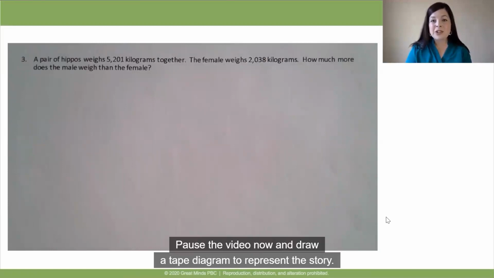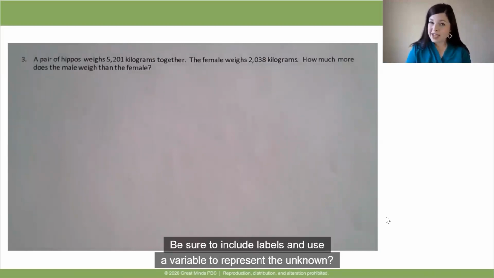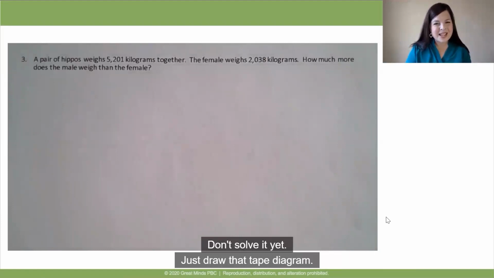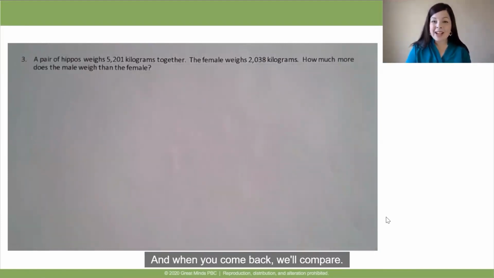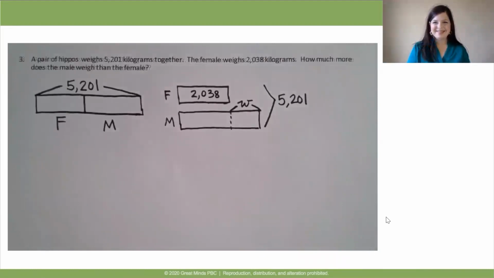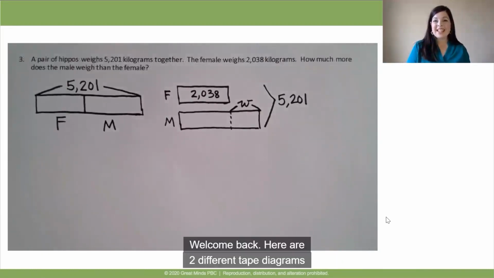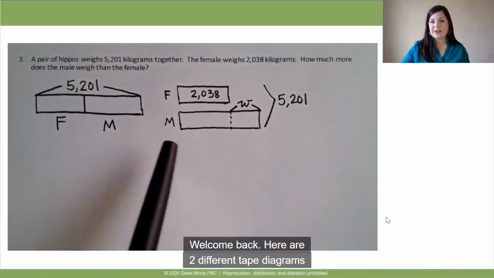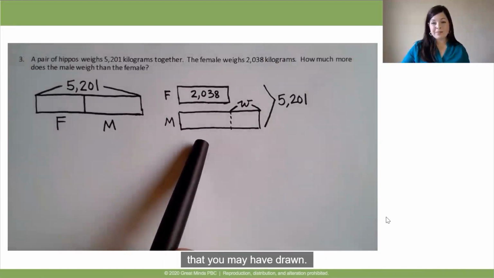Pause the video now and draw a tape diagram to represent the story. Be sure to include labels and use a variable to represent the unknown. Don't solve it yet, just draw that tape diagram, and when you come back, we'll compare. Welcome back. Here are 2 different tape diagrams that you may have drawn.